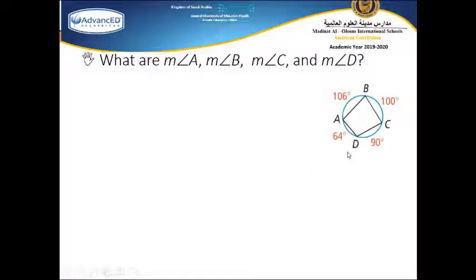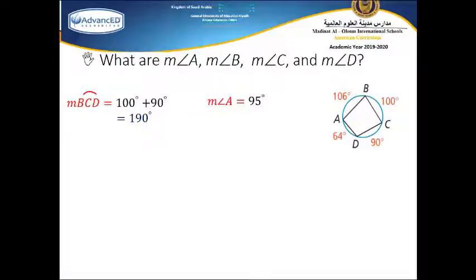How to find the measure of angles A, B, C, and D? The measure of angle A, this is an inscribed angle, intercepts the arc BCD. Let's find the measure of the intercepted arc BCD. This equals 100 plus 90. Then the measure of the intercepted arc BCD equals 190. Then the measure of angle A equals half of 190, which equals 95.